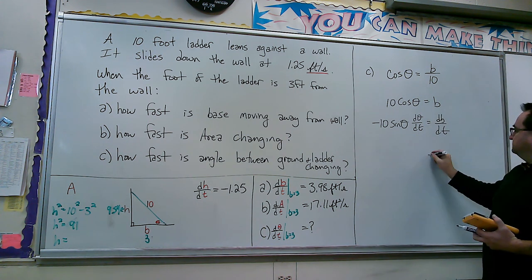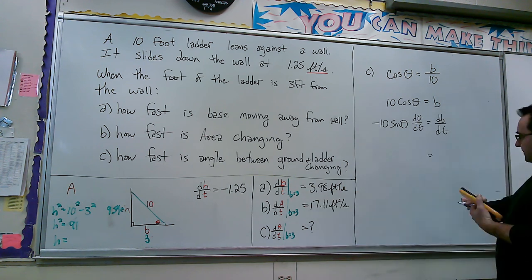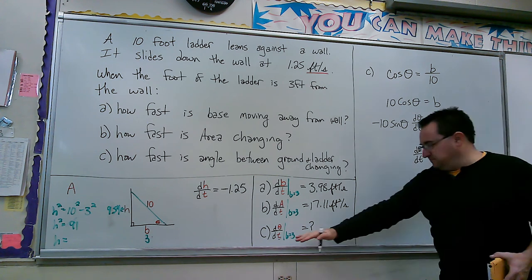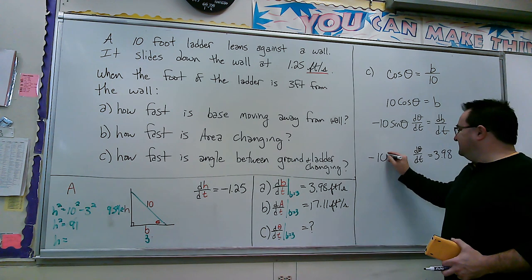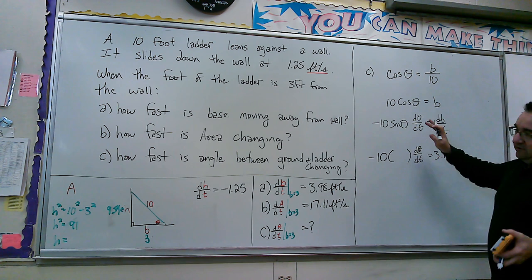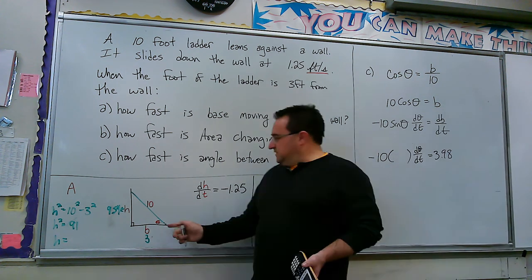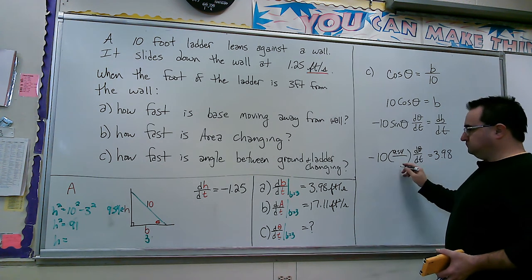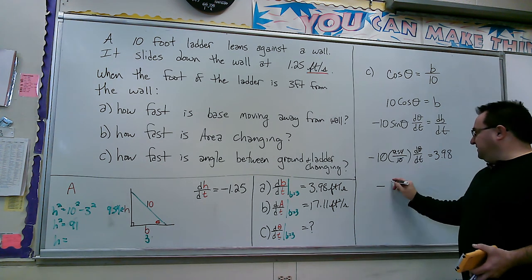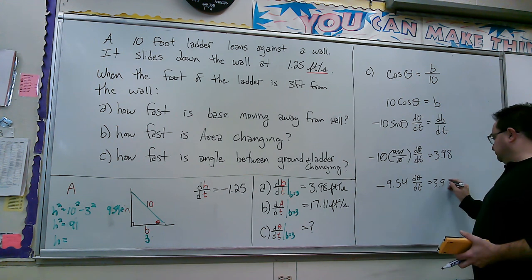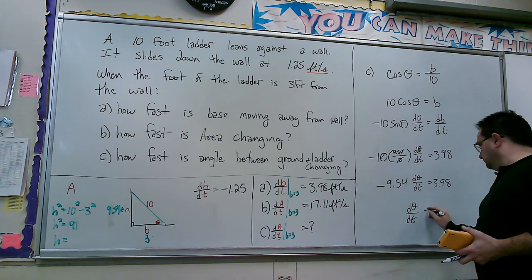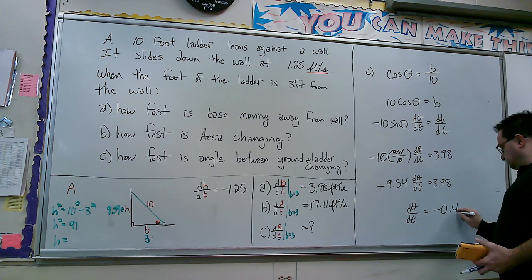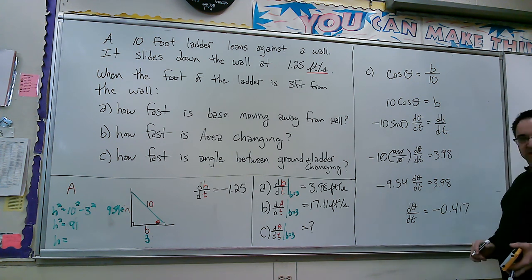All right. I know dB/dt, found it in part A. I don't know d theta/dt. That's what I'm looking for. And this is minus 10 times sine of theta. And I would get it by looking at your picture. At this point in time, the sine of theta would be opposite over hypotenuse. So this is going to be 3.98 over 9.54, negative. So here's my answer.